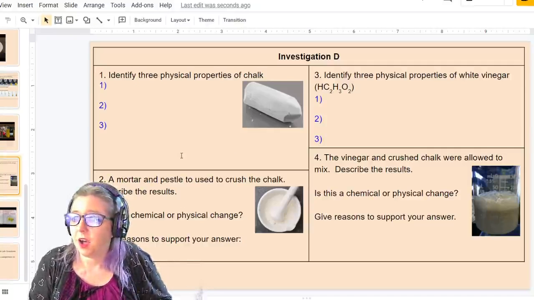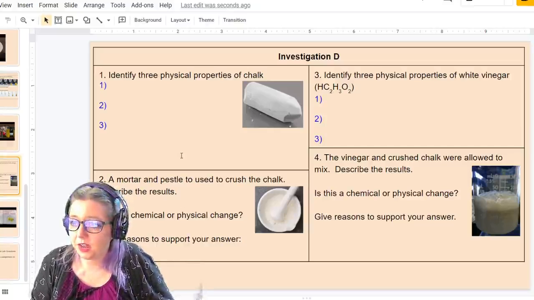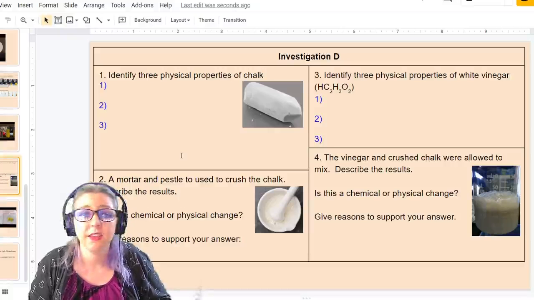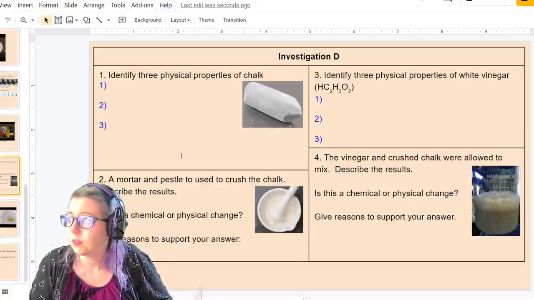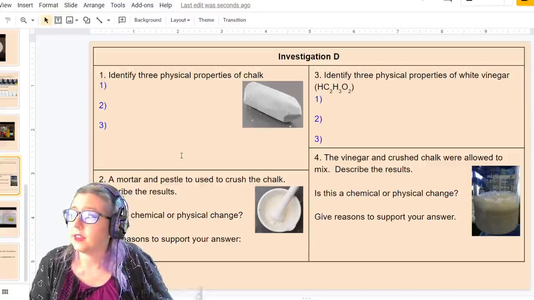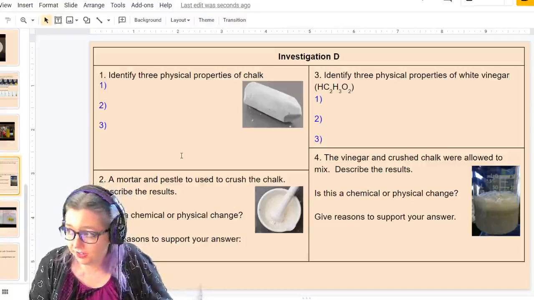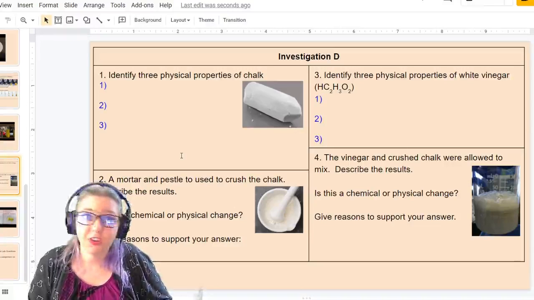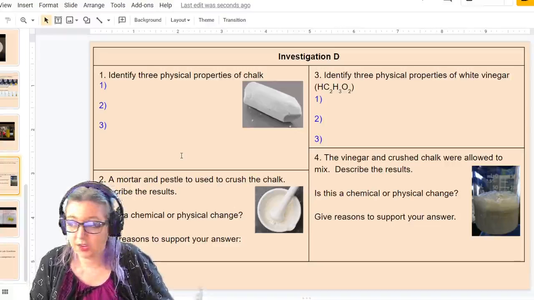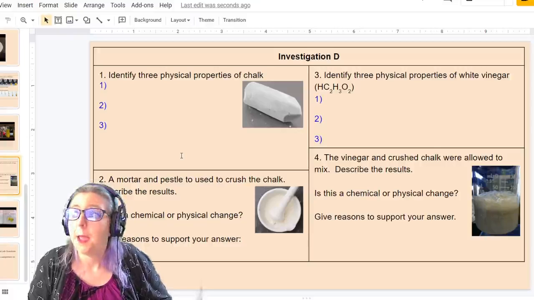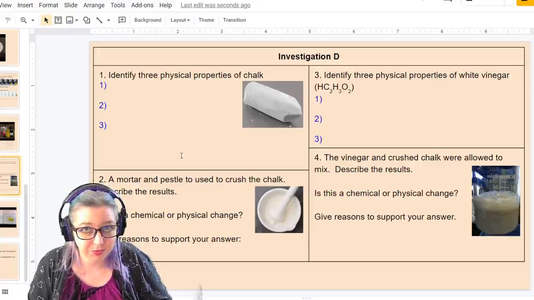Investigation D, I don't think anyone got the first change wrong. Crushing chalk with a mortar and pestle is a physical change. Another thing I kind of yelled at students for, but I did not take off points, is a lot of people describe the flavor of vinegar or salt or water. You should never use taste as a descriptor. Unless I say you can use taste as a descriptor, you should never use it, because we do not taste things in the laboratory.